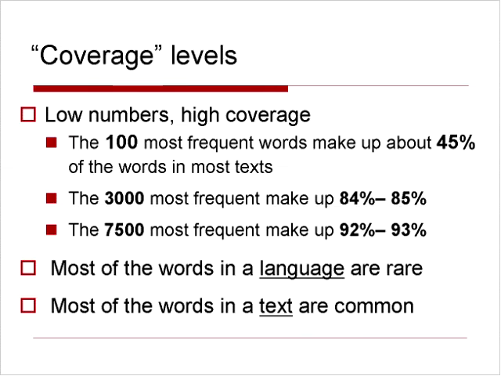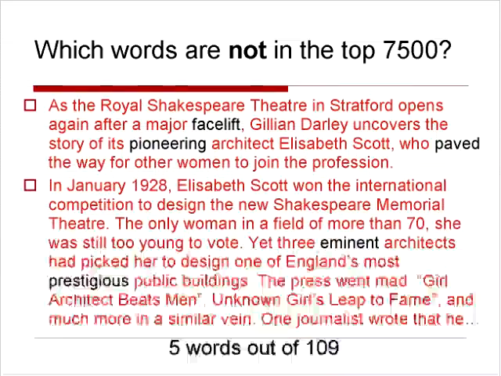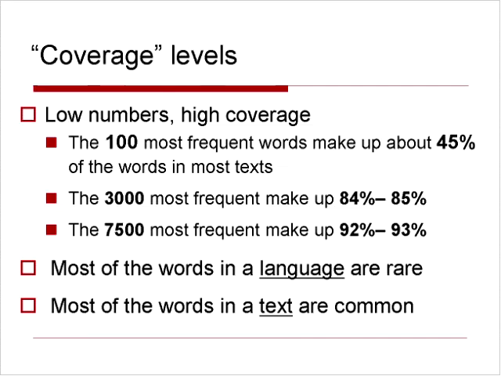I hope that clarifies the point I made earlier about coverage, that with quite low numbers you get high coverage. So in this case, if you know the 7,500 most frequent words, you get a coverage on average of 92 to 93% of any text, a novel, a newspaper, and so on. The only real exception would be something very, very technical. Just to go back there, you see down at the bottom I've got 5 words out of 109. So that statistic holds up quite well. 5 words out of 109 would be unknown to you if you only knew the top 7,500.